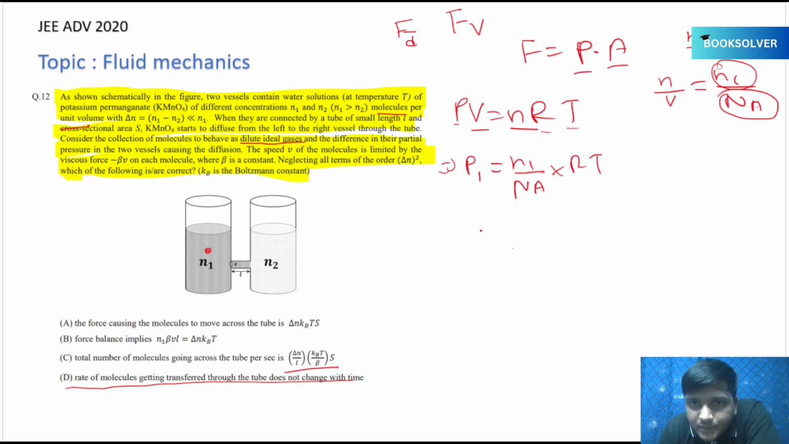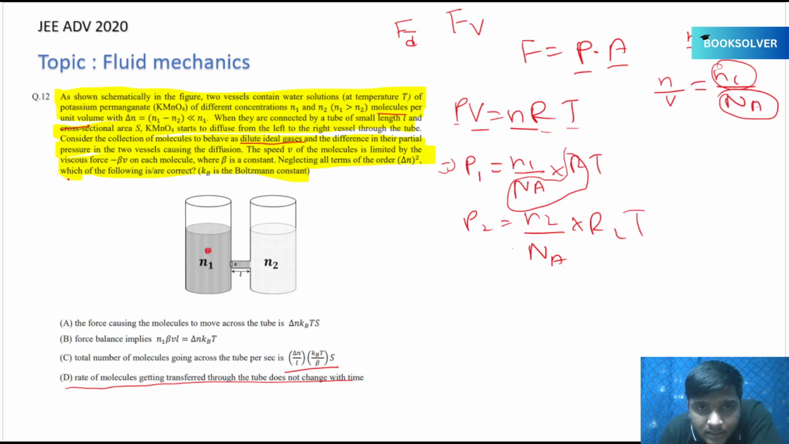And similarly for vessel 2, we can write P2 is equal to N2 by Na into RT. And we know that R by Na is nothing but the Boltzmann constant, that is kB. So P1 is equal to N1 kBT and P2 is equal to N2 kBT.